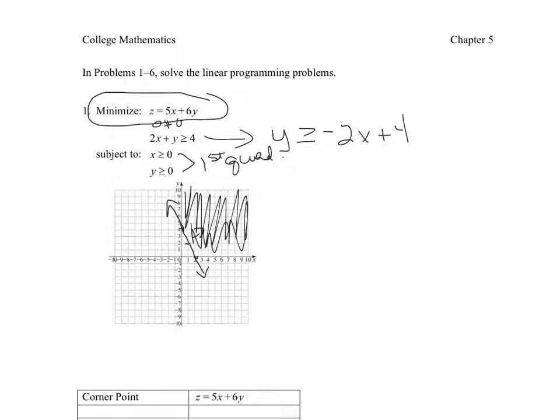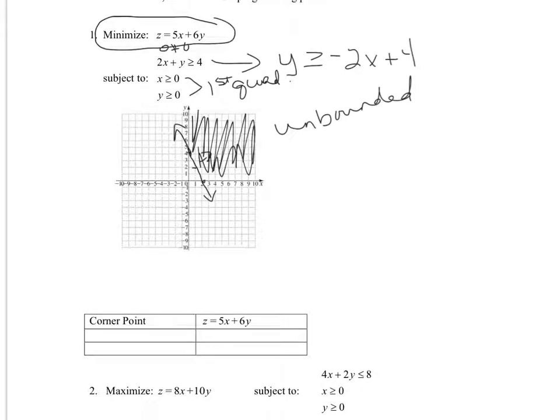Now, this thing is unbounded. What that tells me is that if it's unbounded, a maximum can't exist, but it's possible that a minimum will. In fact, the minimum should exist. So here's how we're going to determine what it would be. We have a little table here, and we're going to use the function we were given, z equals 5x plus 6y, along with the corner points that we'll identify from our graph.